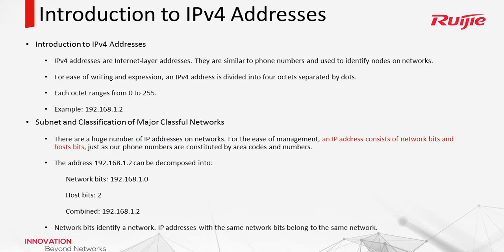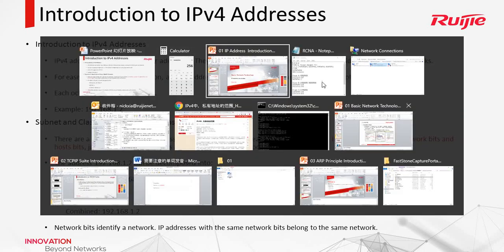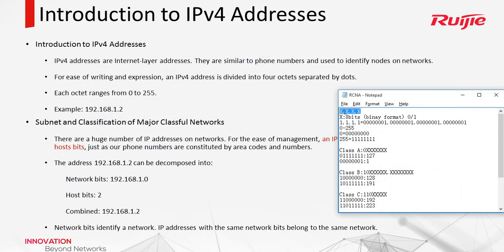So we need to talk about what an IP address is. In this course, we will talk about the IPv4 address. One IPv4 address has 4 bytes, like this one. We can call it x.x.x.x, and 1 byte has 8 bits. Because it is binary format, we can only use 0 or 1.